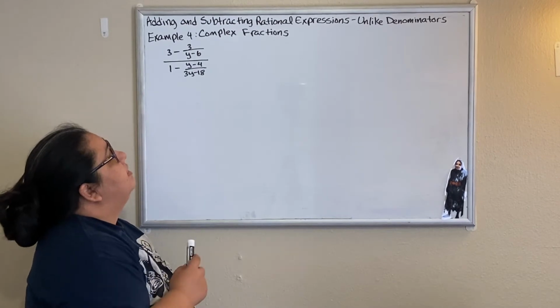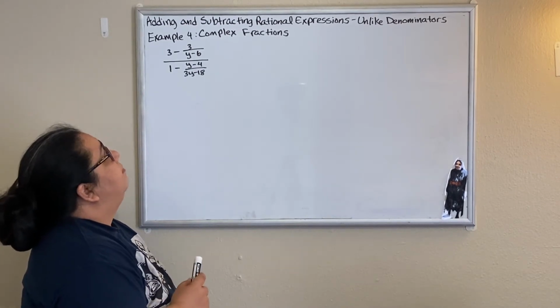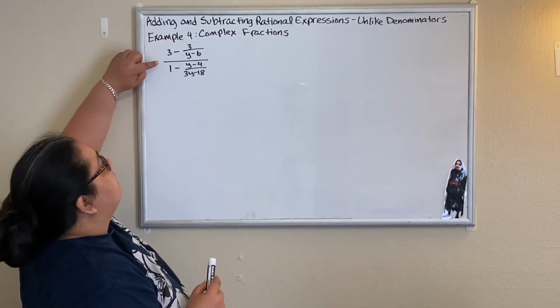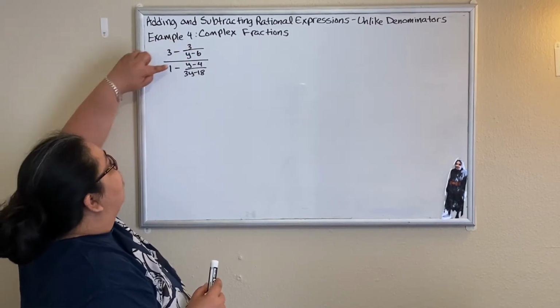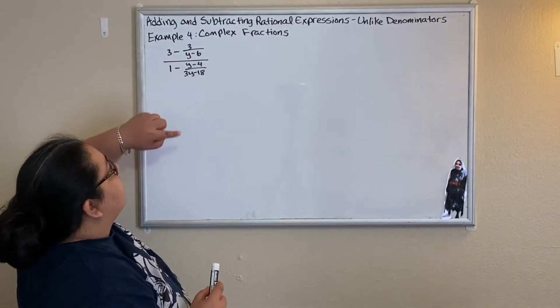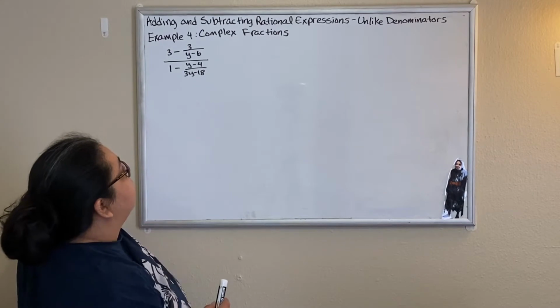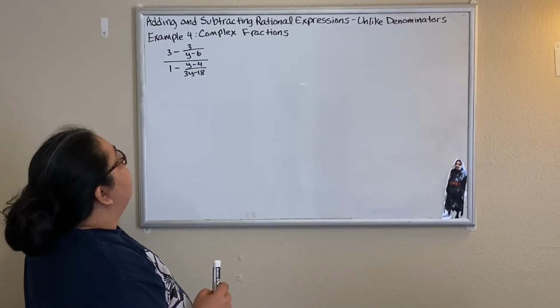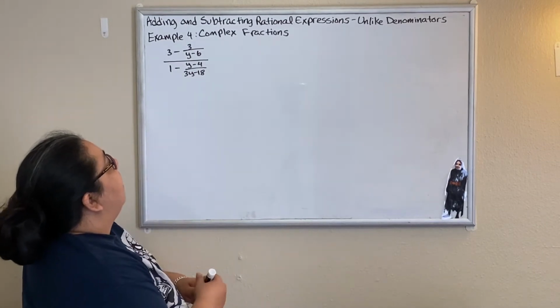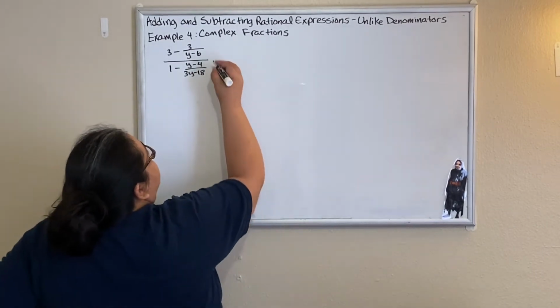Okay, so here we have example 4. Example 4 is 3 minus 3 over y minus 6, and then all of that is over 1 minus y minus 4 over 3y minus 18. We have a complex fraction here. So the first thing I want to do is make sure all of the denominators are nicely factored. So I'm going to rewrite this.